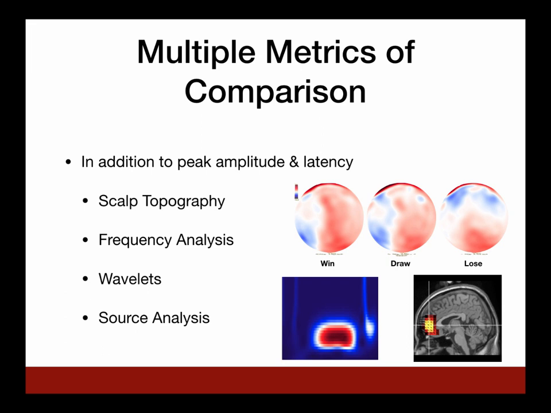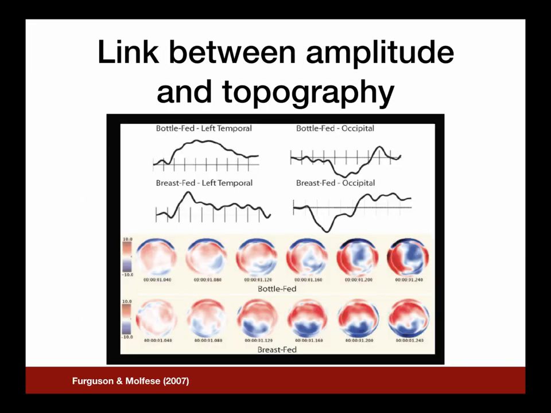and any kind of feedback, really. People have also looked at frequency analysis by running FFTs on the data, or the more advanced wavelets, where we can detect in terms of time and frequency and intensity. The most recent fad is source analysis, where we start to put things into the same space as fMRI, and we can actually look at the overlap between ERP source analyses and fMRI activation. It's important to note, though, that there is an actual link between amplitude and topography.